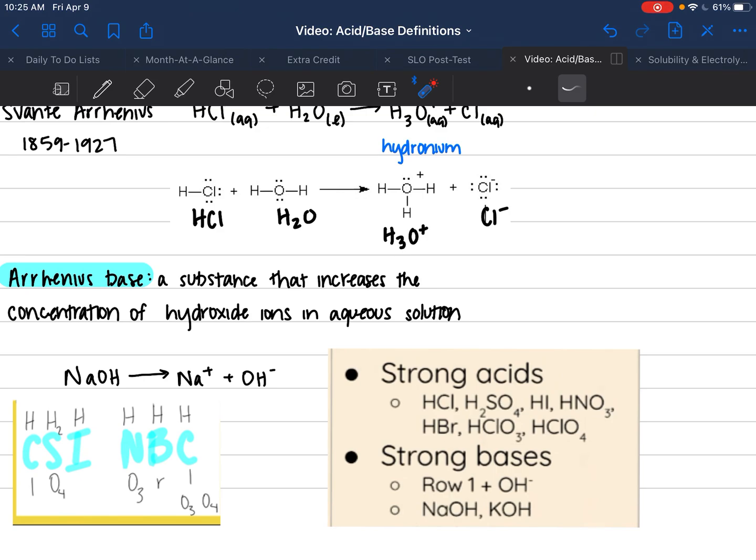And then anything else that is not a strong acid, but is still an acid, would just be a weak acid. For our strong bases, generally that's our first row of the periodic table plus those hydroxides. So sodium hydroxide, potassium hydroxide, things of that nature. And then of course if it's not a strong base, but it's still a base, then it is a weak base. So I recommend writing down some of these definitions, kind of learn what it means to be an Arrhenius acid or an Arrhenius base, because your next video will be about a different definition for acids and bases.